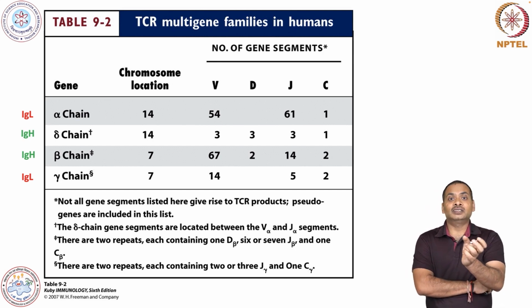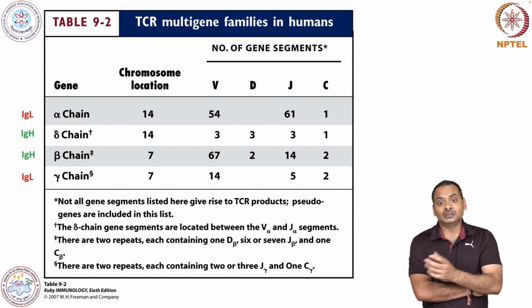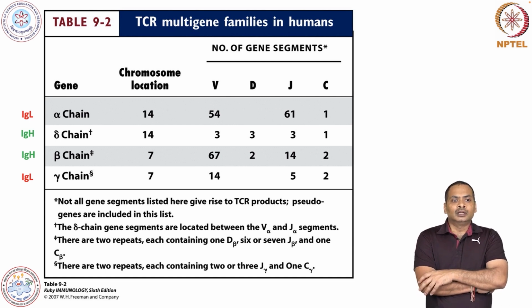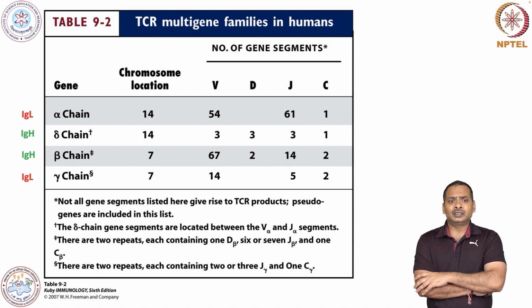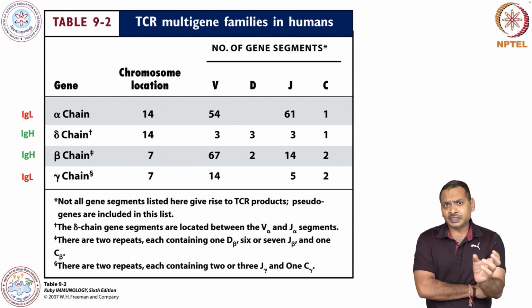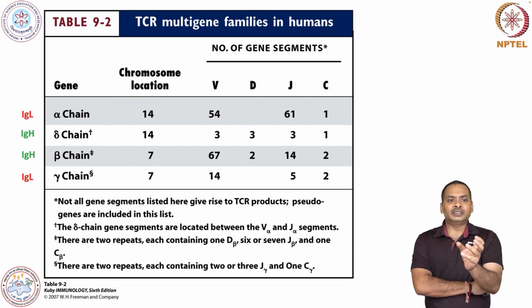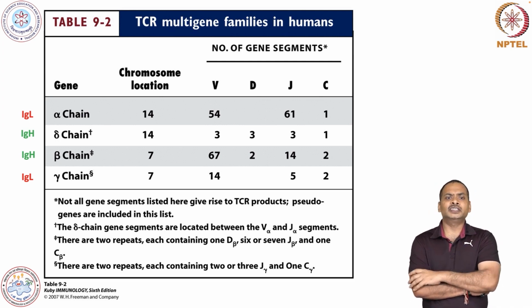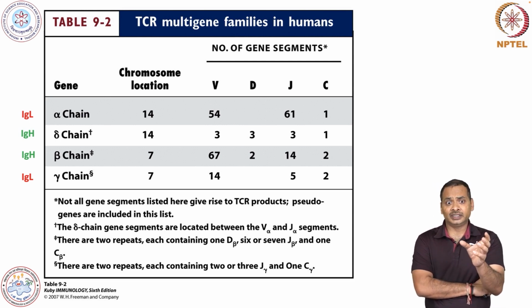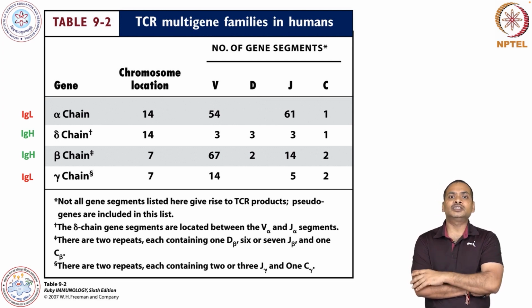and there are very few diversity regions, that is 2, and there is a joining region which is about 14. In the case of gamma delta T cells, the gamma chain is like the light chain of an antibody. Here only 14 V regions are there, and 5 J regions, and in the case of delta it is very few, only 3 variable, 3 diversity and 3 joining regions.